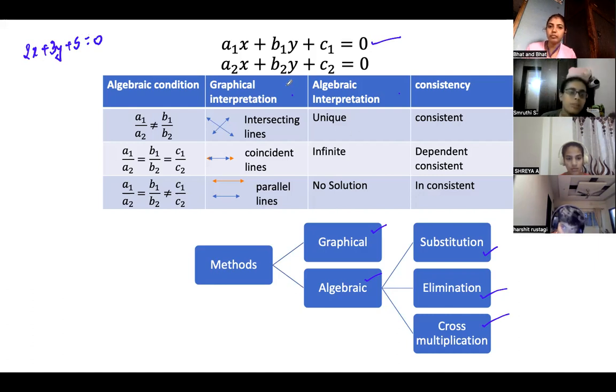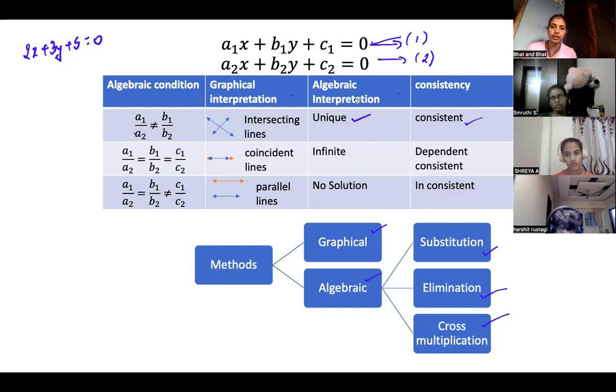Now when a1 by a2 is not equal to b1 by b2, and you plot a graph for the first equation and for the second equation, both are representing straight lines. Both the lines will intersect with each other. And when you solve them algebraically, they will have a unique answer. And the consistency, it will be a consistent answer.